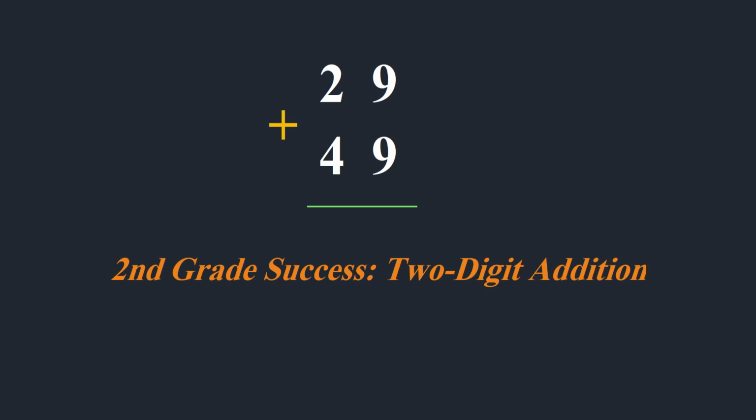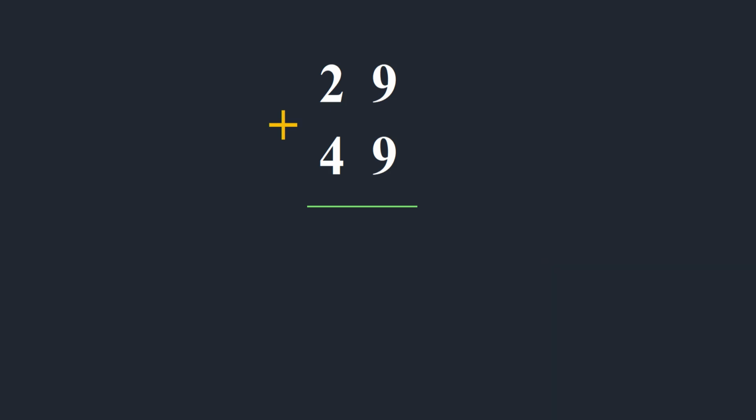In this episode for you, let's solve this addition problem. 29 plus 49. The ones place is on the right and the tens place is on the left.